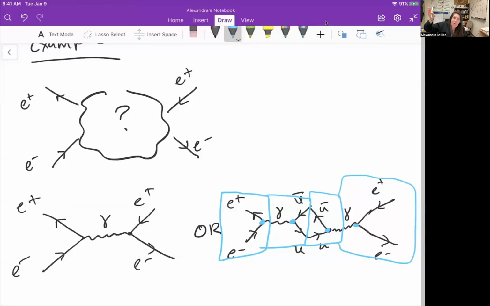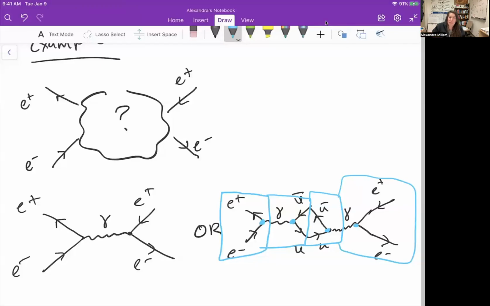So at the end of the day, we only need to calculate a finite number of diagrams, and that'll be good enough to some degree of precision that we care about, and that's dictated by the experiment that you're doing. How precise your experiment is tells you how precise your theoretical prediction needs to be.